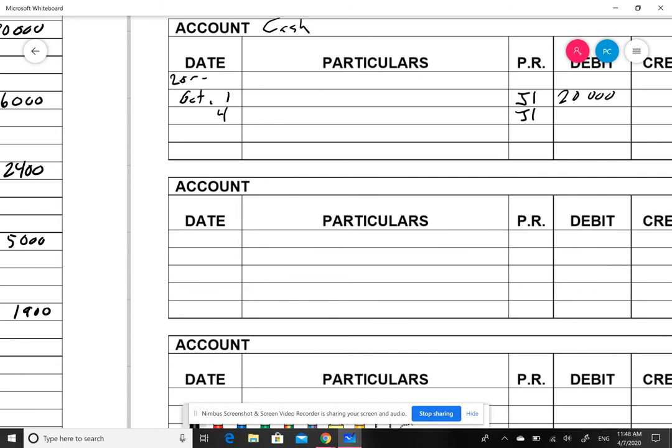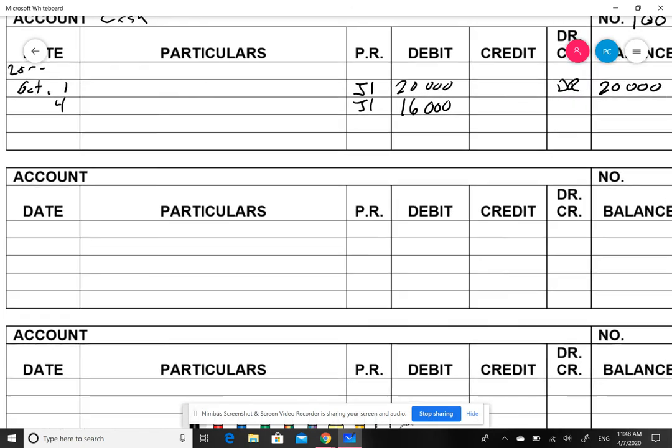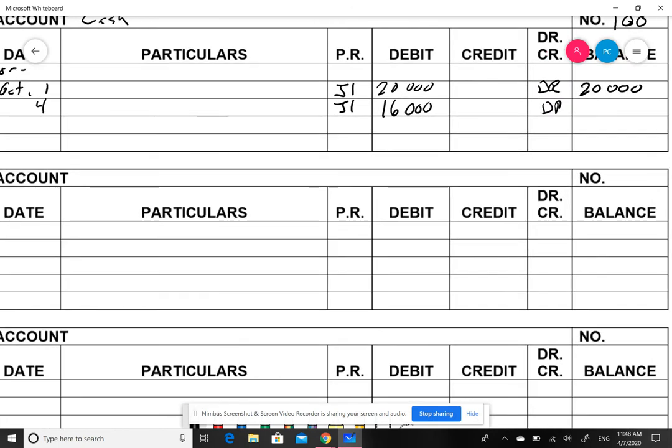So on the 4th, 16,000. DR. And then 16,000 plus 20 is 36,000. That buzzing sound, by the way, appears to be Mr. Collins texting me for some reason.